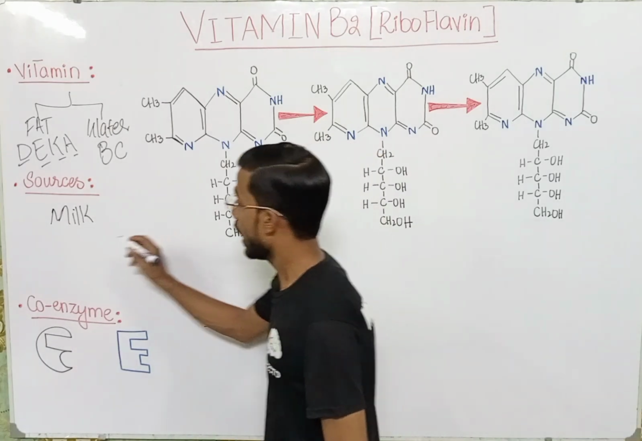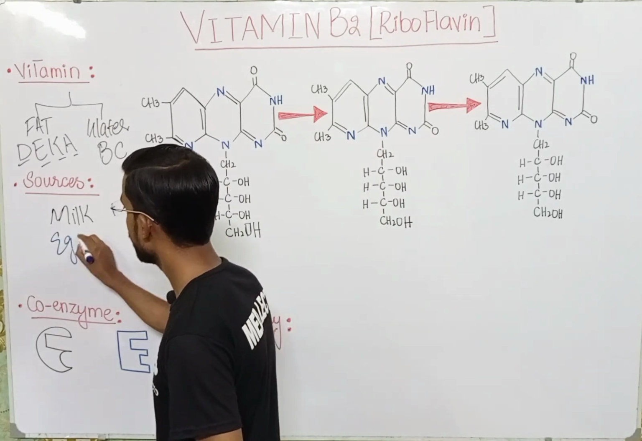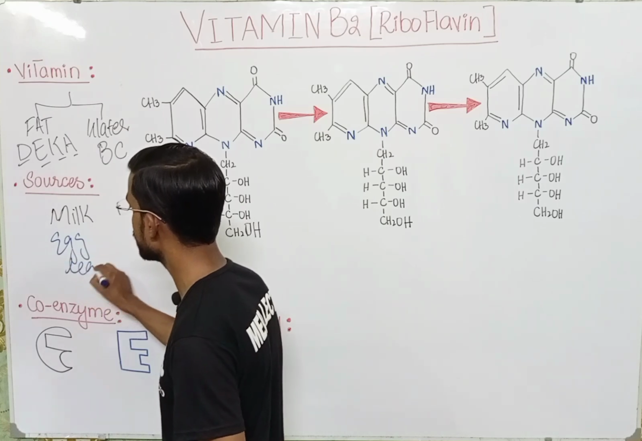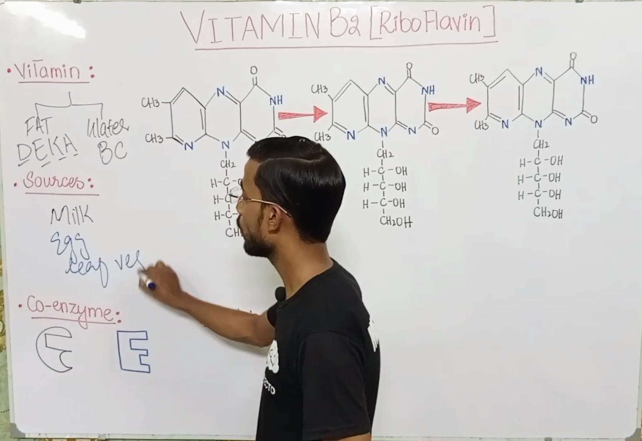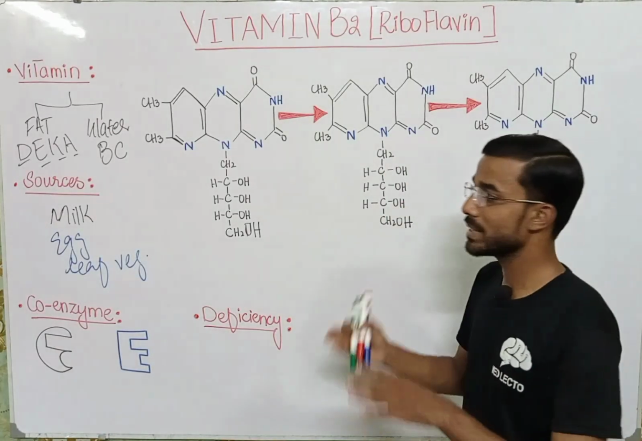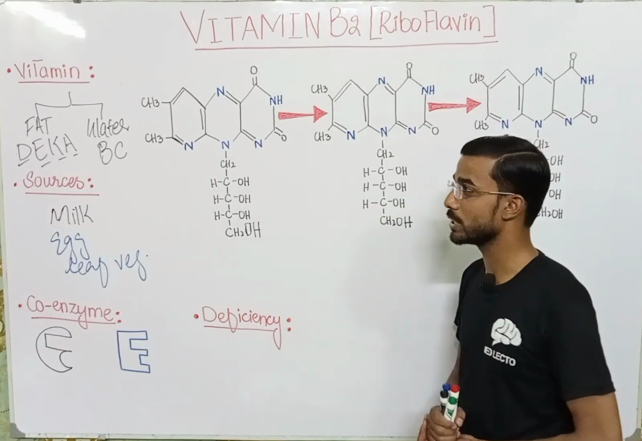Next is the egg and different leafy vegetables, and if I say green vegetables, these are basically different sources of vitamin B2.